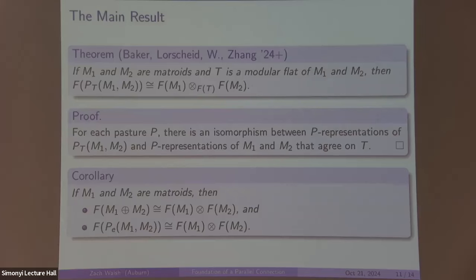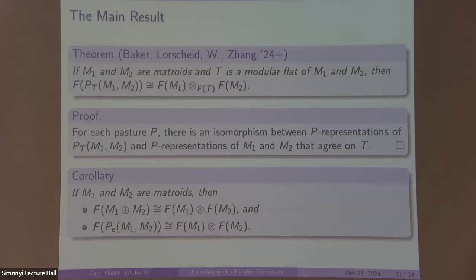The existence is just from the definition of this relative tensor product, which exists because T is a minor of M1 and M2. But we need a map from FM1 to FPT. Oh yes, from the minor. You're right. M1 is also a minor of the generalized parallel connection, and so is M2. Yeah, we need that. Okay, so we get this corollary.